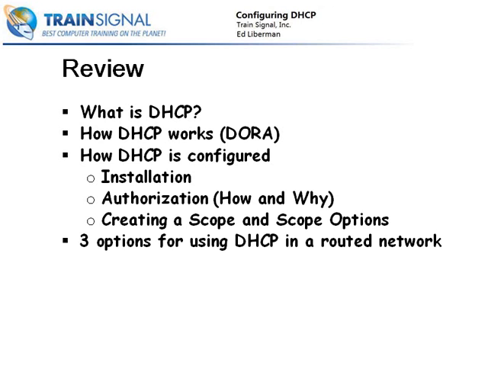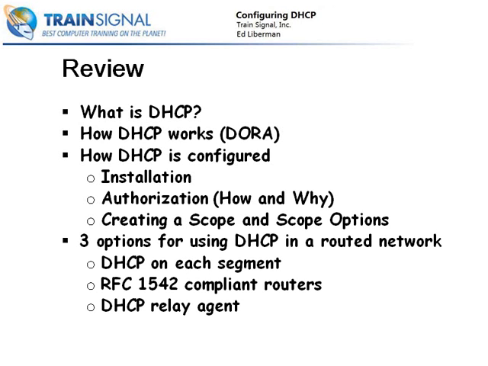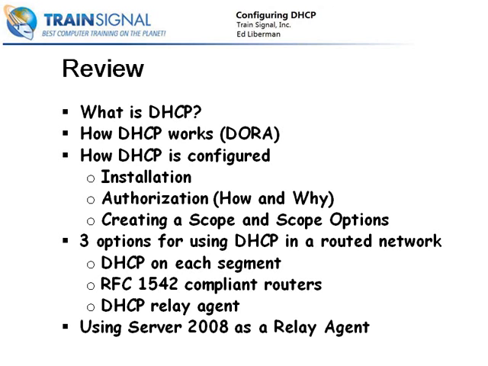We went over the three options for using DHCP in a routed network, which are we can choose to either put a DHCP server on every segment, we could implement RFC 1542 compliant routers, or put in place a relay agent on the networks that don't have a DHCP server. And we saw how to use Server 2008 as our relay agent.